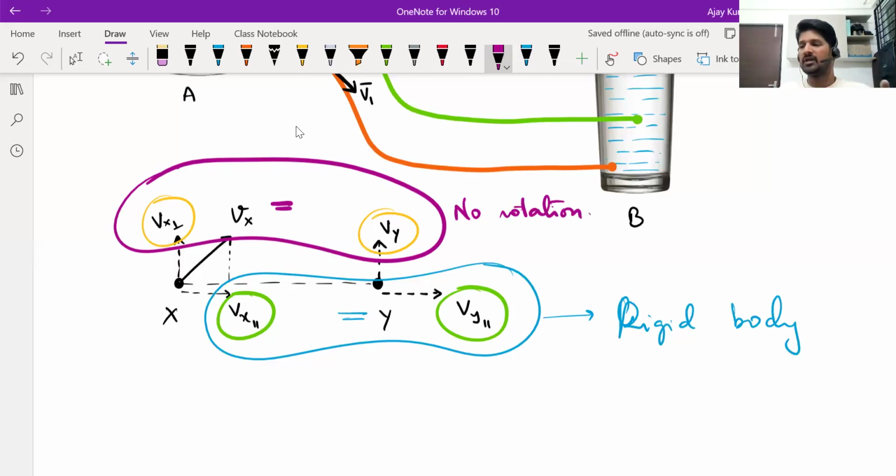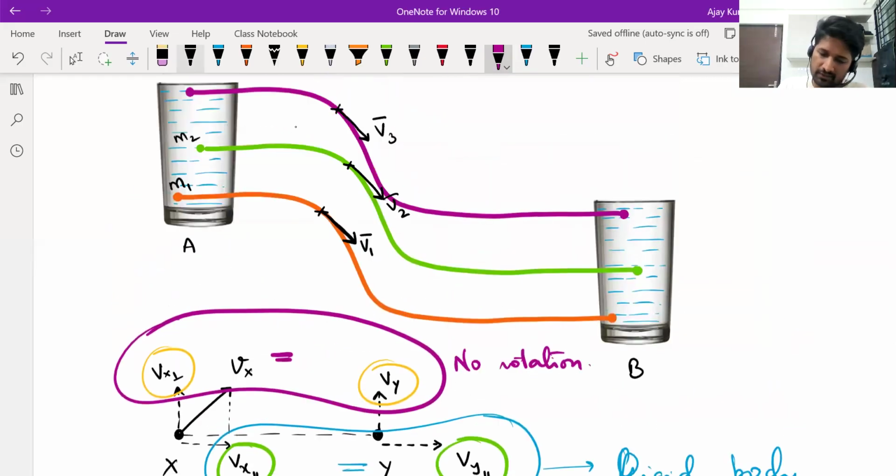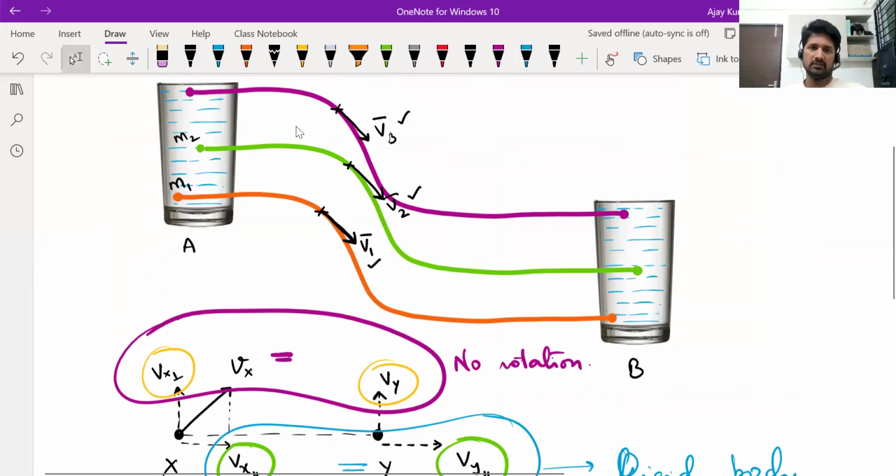Now, if parallel components are equal and perpendicular components are also equal, it's like x components and y components are all equal, then the vectors themselves are equal. That means velocity of the first particle is equal to velocity of the second particle, is also equal to velocity of the third particle, equal to velocity of any particle of the system. Is this logic clear to all of you? Why their velocities must all be equal?